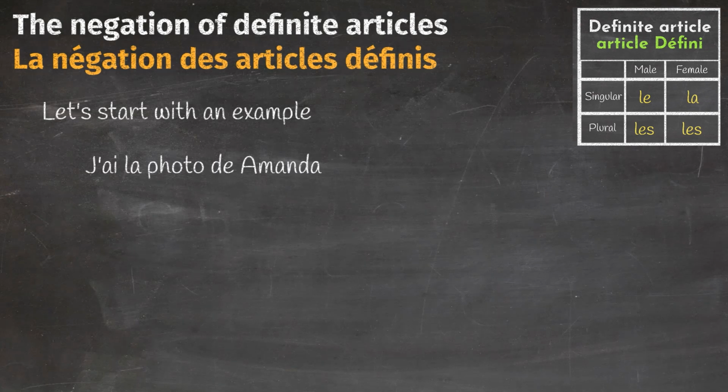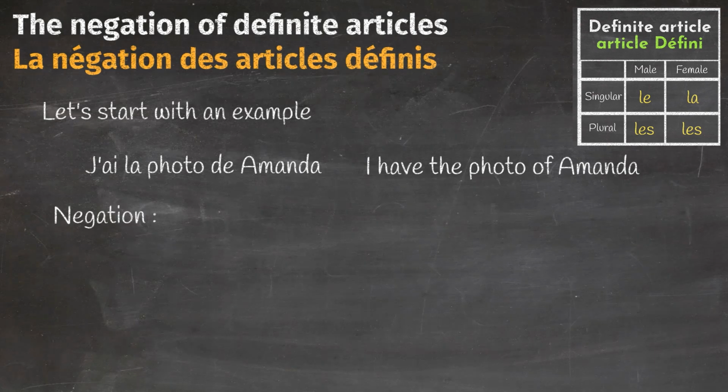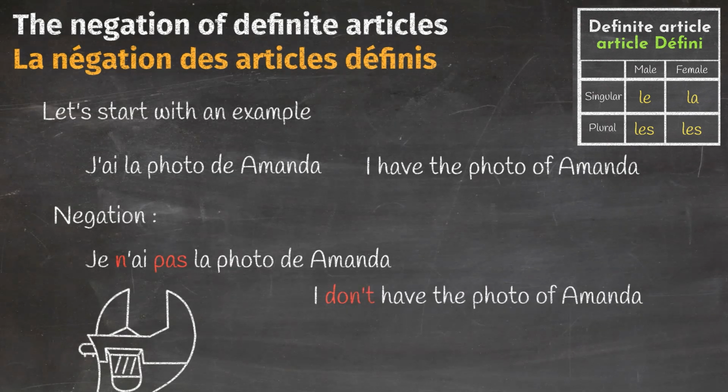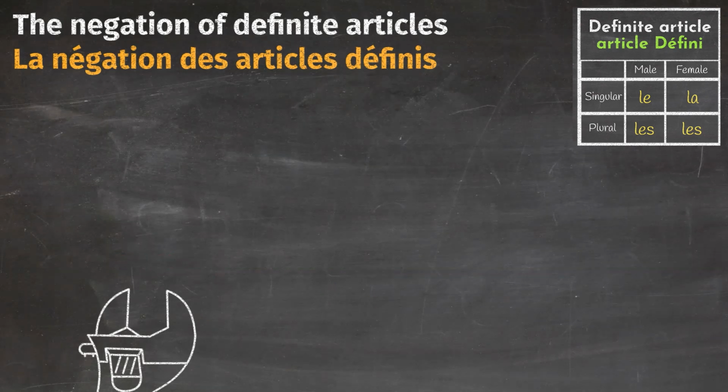J'ai la photo de Amanda. It means I have the photo of Amanda. Now, if I want to negate it, we had a very simple tool for negation in French language. Je n'ai pas la photo de Amanda, which means I don't have the photo of Amanda. We talked about negation in this video. As you can see, we only negated the verb of this sentence, and the rest of it is repeated with no modification.